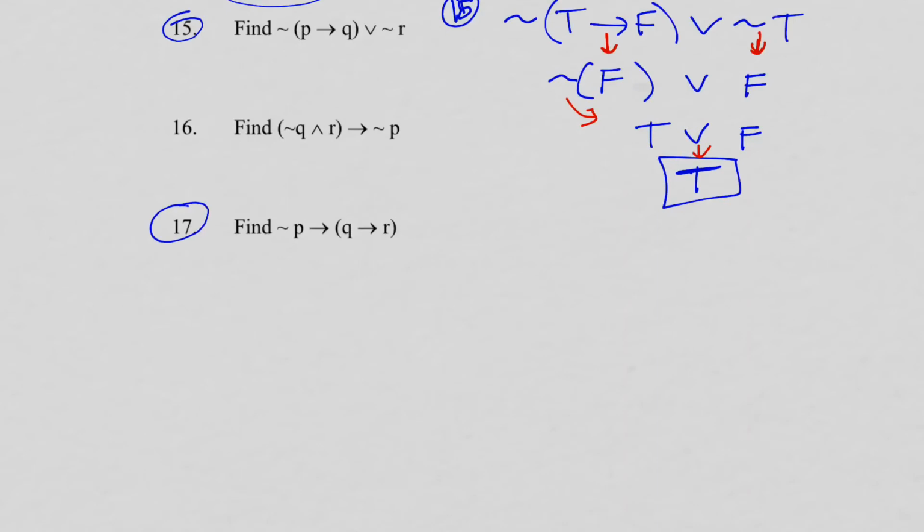Okay, so the negation of P, so P is true, Q is false, and R is true. So all I did was substitute the values, and now we can go ahead and do the negation, and we can also do the parentheses. So let's just do the parentheses first.